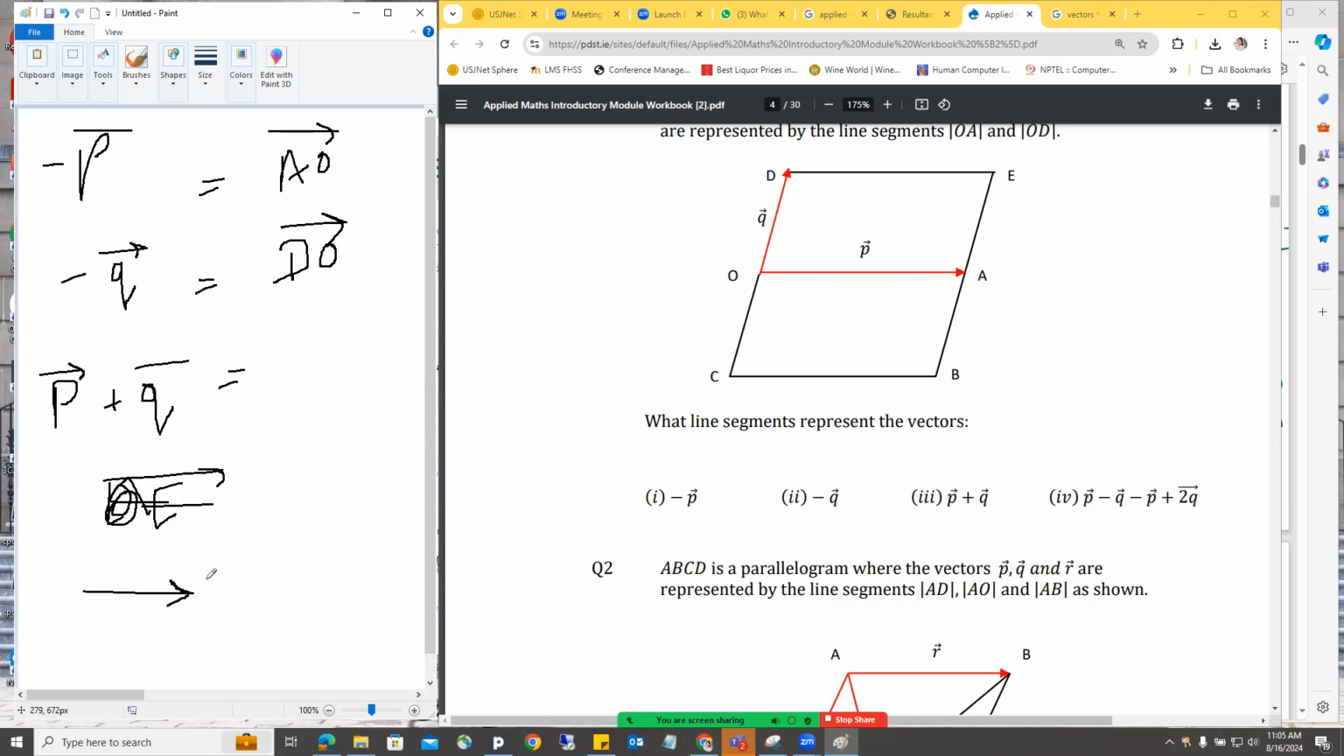So P plus Q, here we have O, here we have A, and here we have E, which means P plus Q means OA plus AE. OA plus AE means actually we have OE. OE is the P plus Q. Okay? Is it clear? Yes. Then the last one, the fourth one.